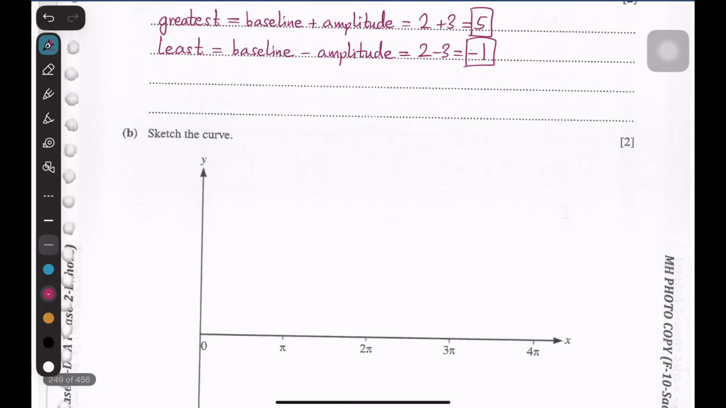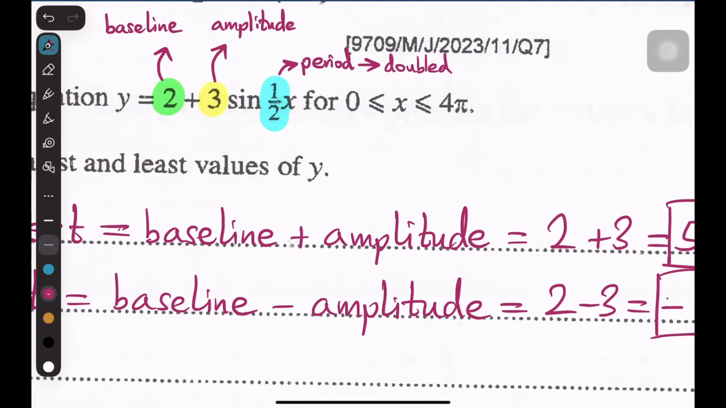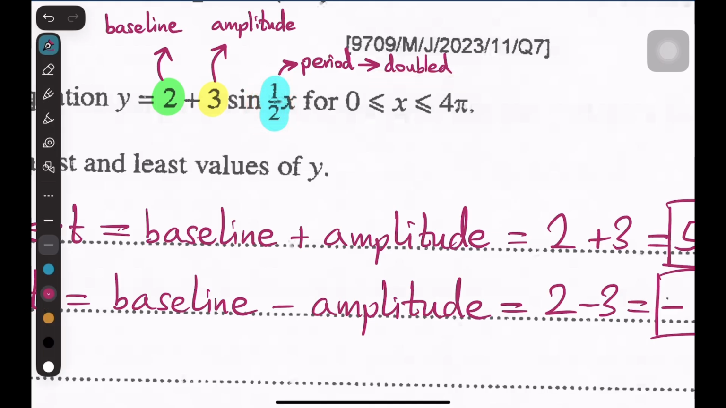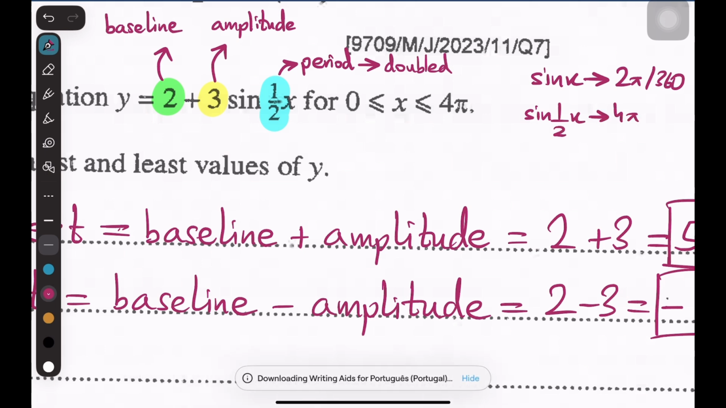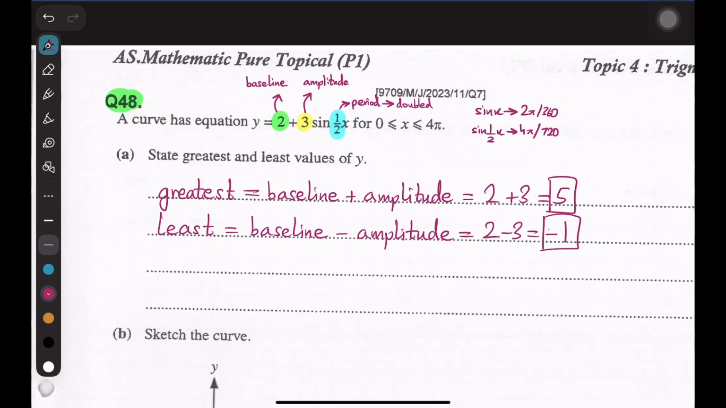Now in part B, they're saying sketch the curve. So the first thing that we saw over here was that our period was represented by half, which means that our period is doubled. Now a normal sine graph, sin x, has a period of 2 pi or 360. Now if you have sin half x, the period will be doubled. So you'll have either 4 pi or 720. Over here, because we're talking about radians, our period will be 4 pi.